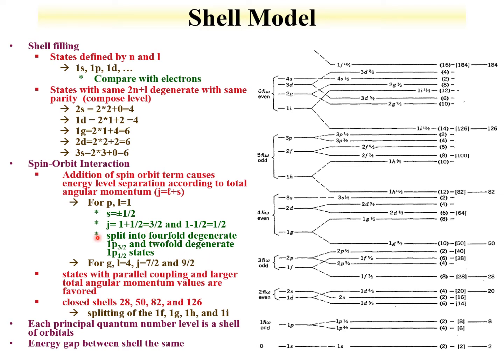And this is split into a fourfold degenerate, for instance, in this case, a 1p 3/2, which is shown here, or a twofold degenerate 1p 1/2. And when we say a fourfold degenerate p 3/2, it means I can put 4 nucleons into that state. When I say a twofold degenerate 1/2, it means I can put 2 nucleons into that state.